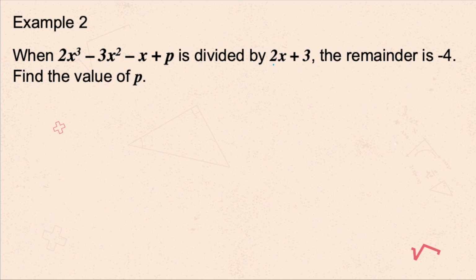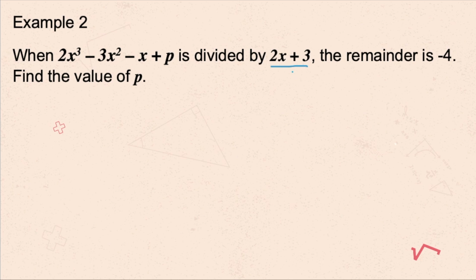Let's have another example. When 2x cubed minus 3x squared minus x plus p is divided by 2x plus 3, the remainder is negative 4. Find the value of p. So with this, we're going to use the remainder theorem to identify the value of p given the divisor, which is 2x plus 3. Now notice here that the divisor has a coefficient of x that is not equal to 1.